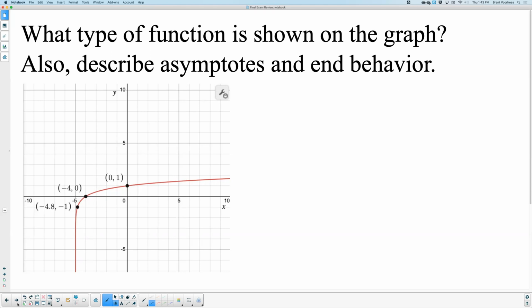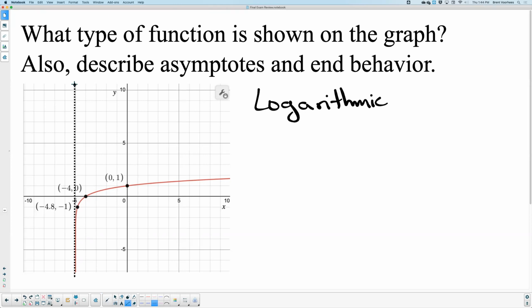All right, what do you think? Exponential, logarithm, 5, 4, 3, 2, 1. Logarithm. Why is it a logarithm? You saw the vertical asymptote. It's the easiest giveaway. This has a vertical asymptote, therefore it is a logarithm.